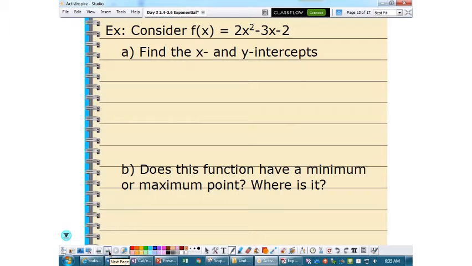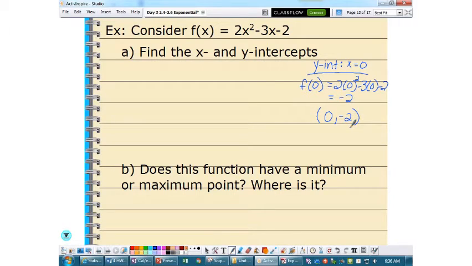Okay, so we want to consider this function, f of x equals 2x squared minus 3x minus 2. First we want to find the x and the y-intercepts. For y-intercepts, that is when x is equal to 0. The easy way to find that is just plug in 0. So we do f of 0, and we get 2 times 0 squared minus 3 times 0 minus 2. So we get negative 2. So our y-intercept is the point 0, negative 2.